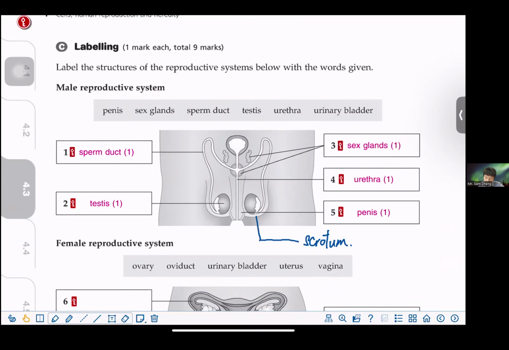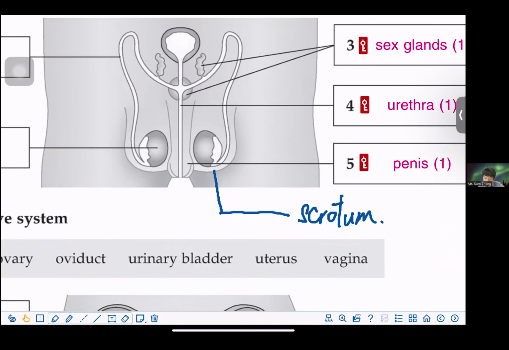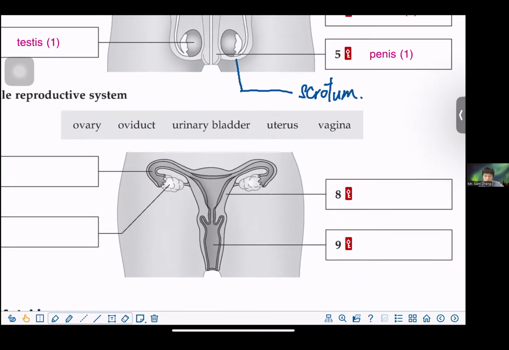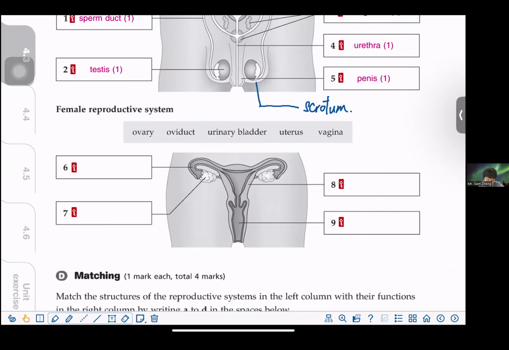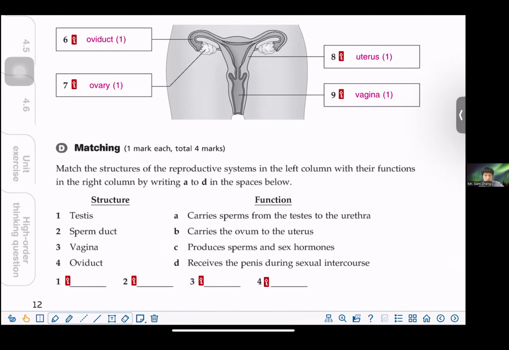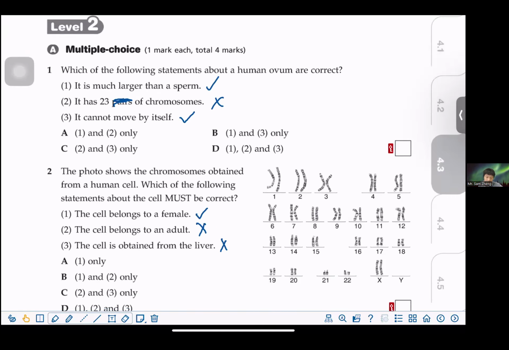Next, here would be the structure of the reproductive system. So I won't go through it with you. And the part that covers or holds the testis, we call it the scrotum. And this would be the female reproductive system. And I won't go through it with you because you can just directly find it in the textbook. So next, for the matching, it would be CADB. So you can just directly find it in the textbook. So I also won't go through it with you.